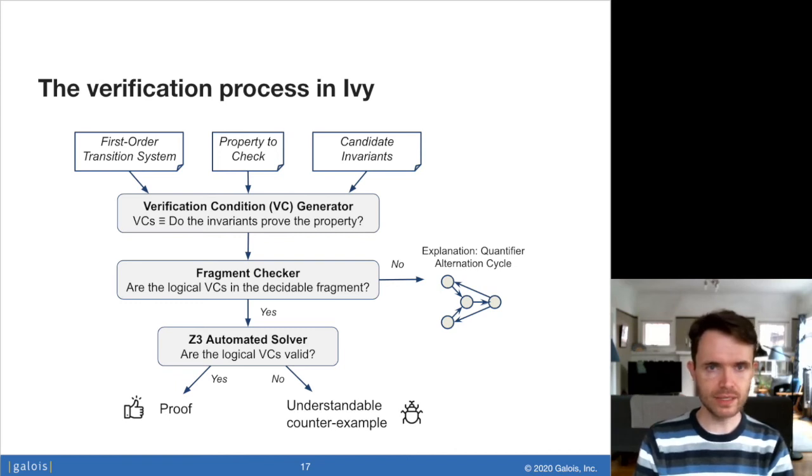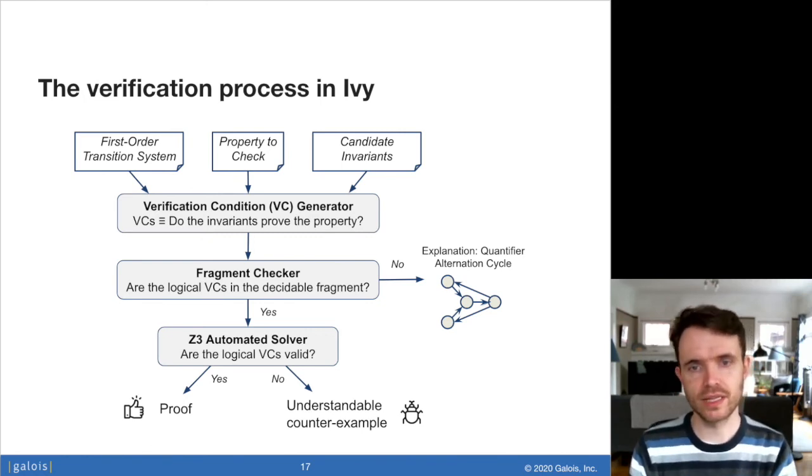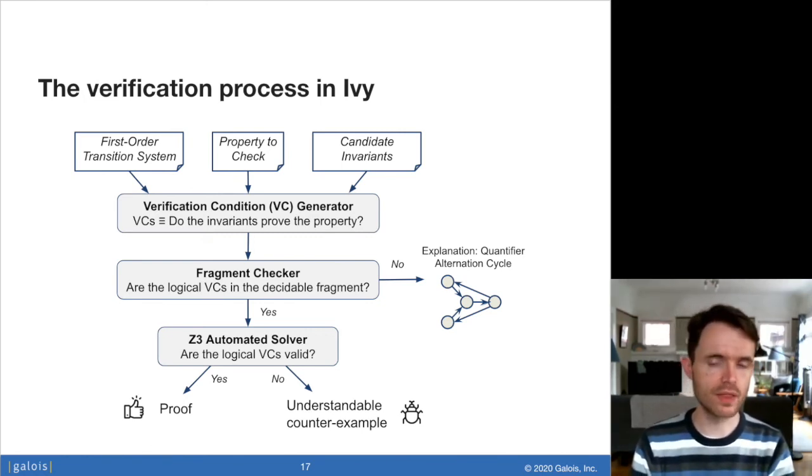However, it might be that these conditions don't fall within decidable logic. Ivy actually allows some quantifier alternations, so long as the alternations don't form a cycle. I won't explain exactly what this means, but the important thing is that Ivy will produce an explanation if a cycle like this exists. These verification conditions are then passed to Z3, which determines whether they hold.